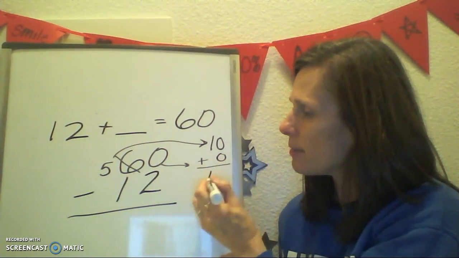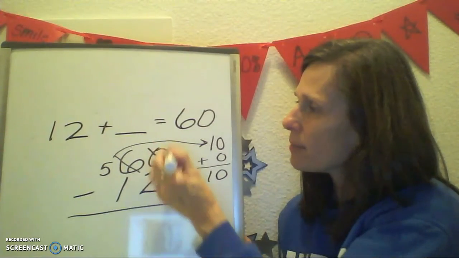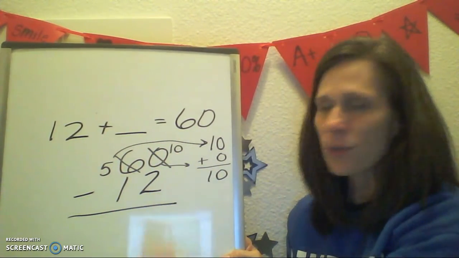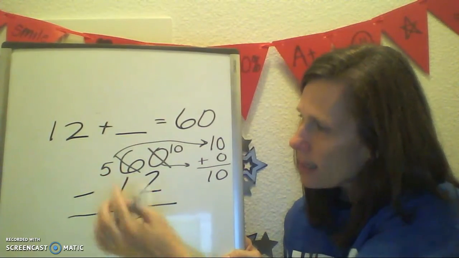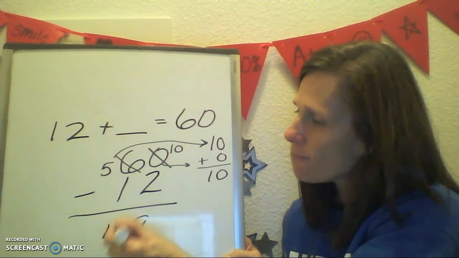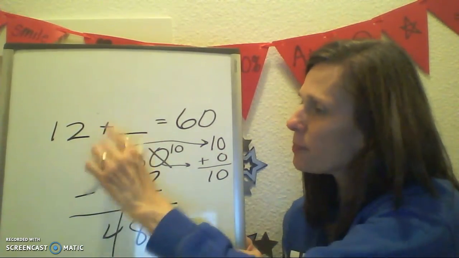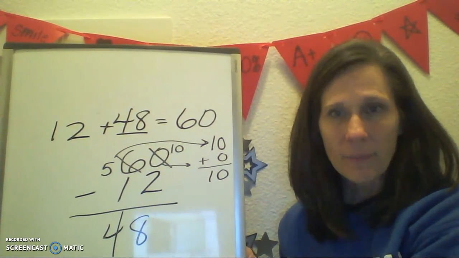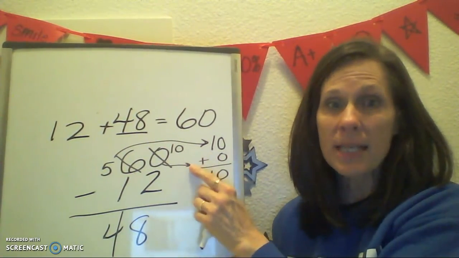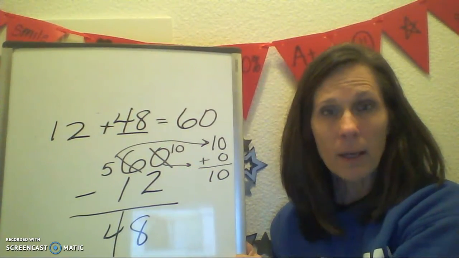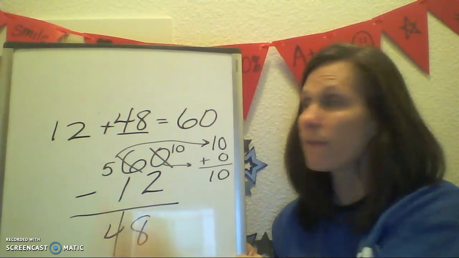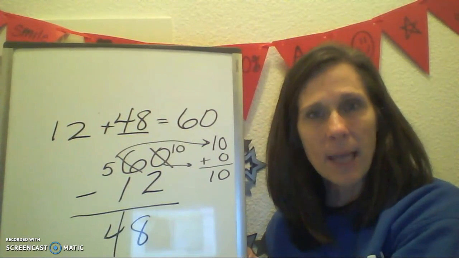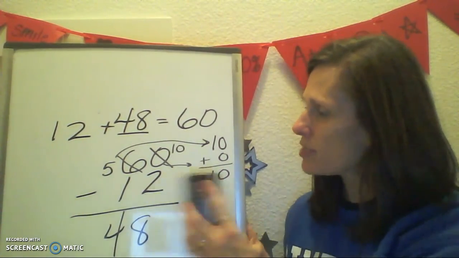So the 10 and the 0 get together, and now my 0 is a 10. So 10 take away 2, of course, is 8. 5 take away 1 is 4, so 40. So 12 plus 48 equals 60. Okay, so you might have an extra step if you have to regroup in your subtraction equation to figure out your missing addend. Okay, so I hope that helps out a little bit with a few of those math equations.